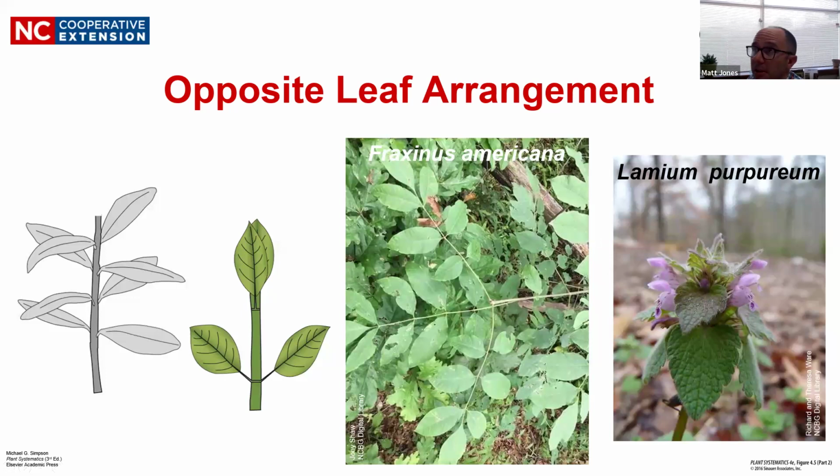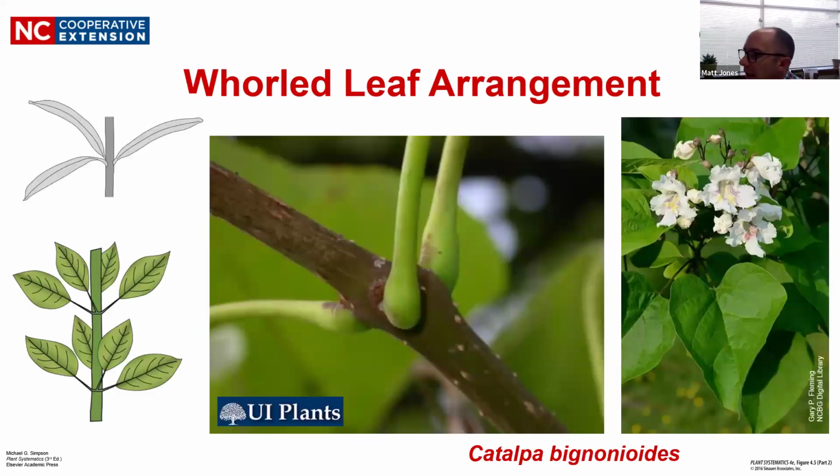Dogwoods also have opposite leaves. Buckeyes, as I mentioned, ashes, mints, some viburnums and elderberry, maples. All of those will have opposite leaves. Not many examples of whorled leaves locally, but if you think of one, let me know.